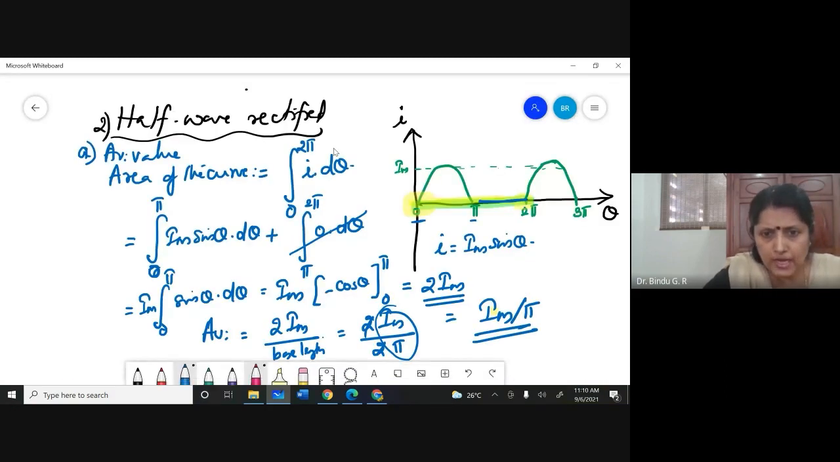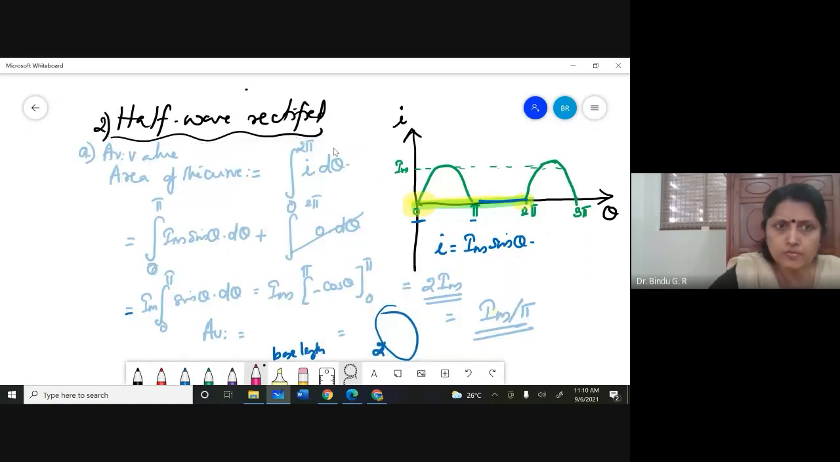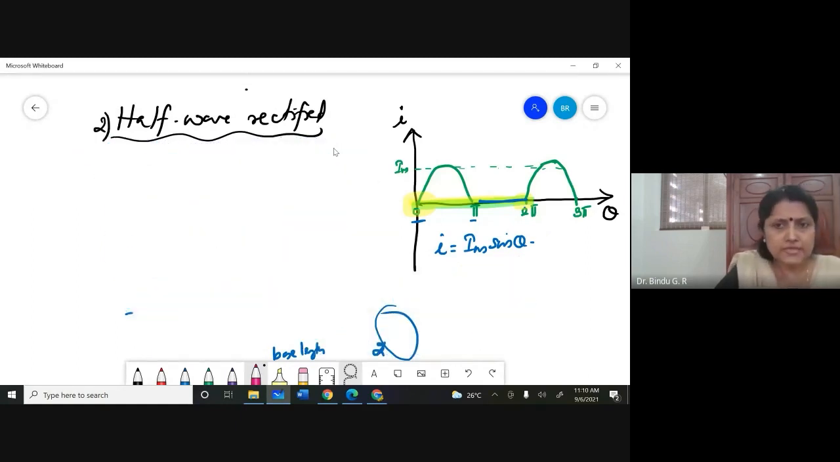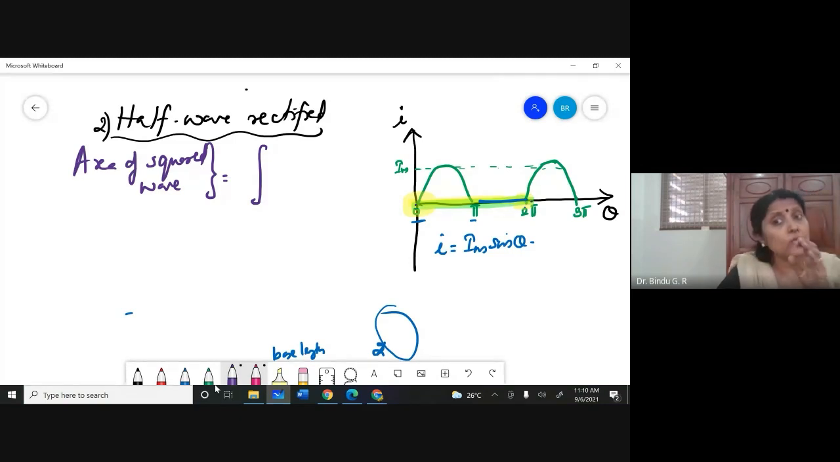Now when it comes to RMS value, I have to consider the area of the squared waveform. I needn't draw the squared wave, but I have to take the full cycle because I don't want to lose the information, or rather consider the information from pi to 2 pi though it is 0.